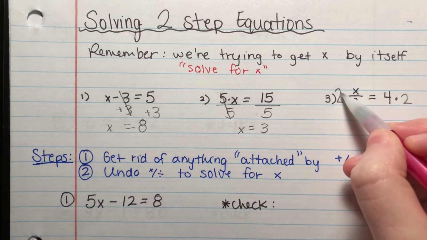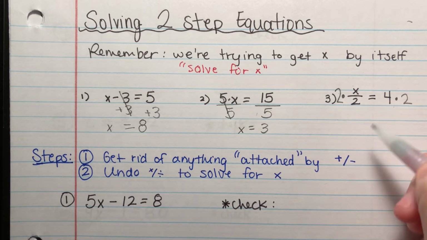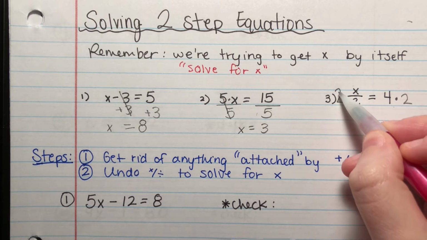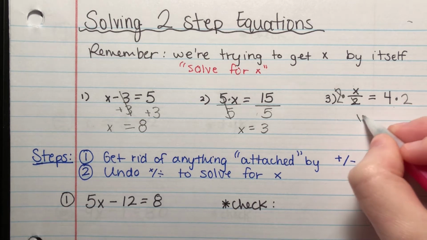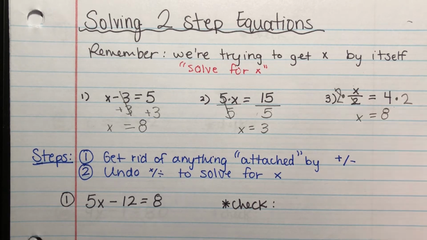Alright, so 2 times x over 2. These 2s will cancel. That's just going to give me 1. So x equals 8.